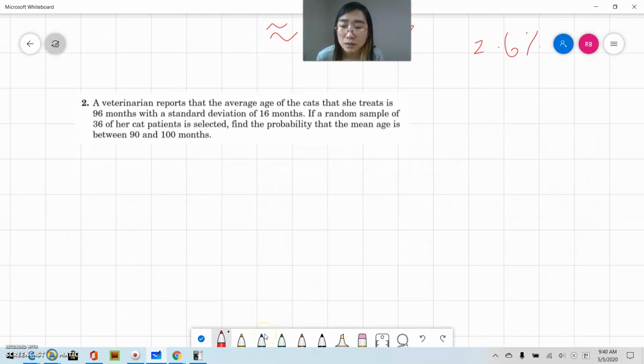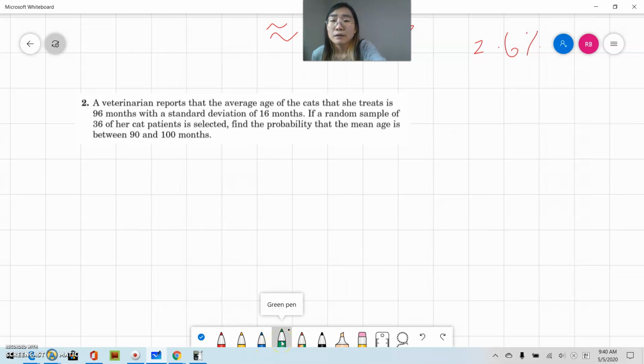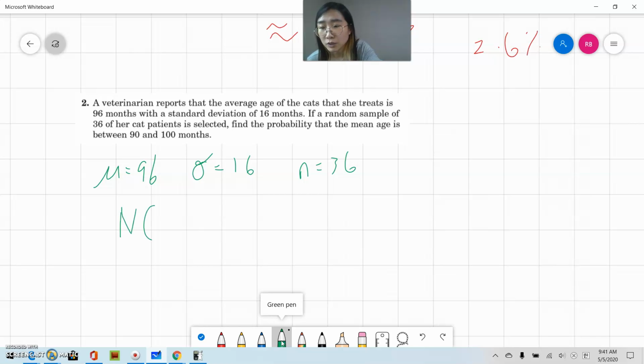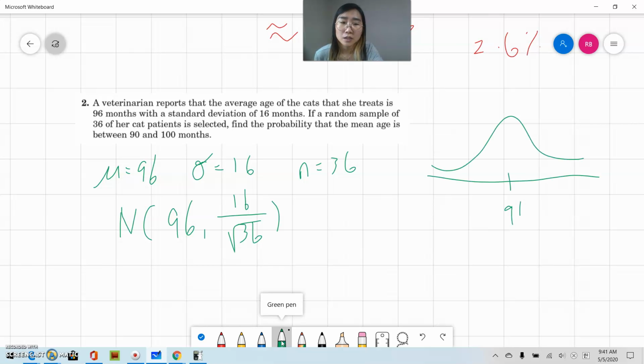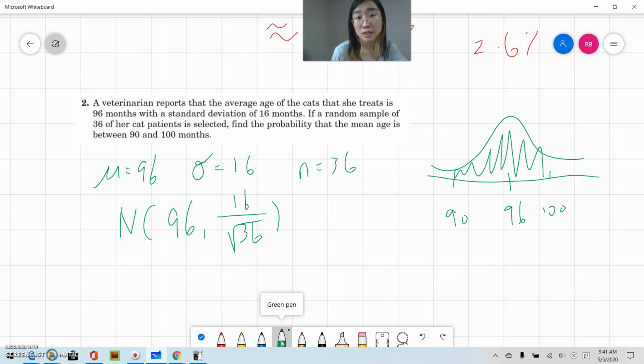Alright, last one of this kind. It says the average age of the cat is 96 months, the standard deviation is 16 months, and the random sample is 36. This is large enough, so we assume a normally distributed situation here. So 96 stays the same, but the standard deviation is 16 over the square root of 36. This one is looking for 90 to 100, so it's in between. Your lower bound will be 90, and your upper bound will be 100. Your mean will be 96, and your standard deviation is 16 over 6. Put it in normal CDF, and you get 0.921. So 92.1%.